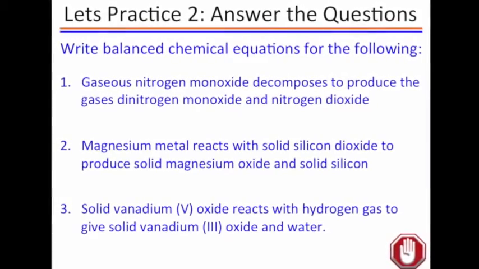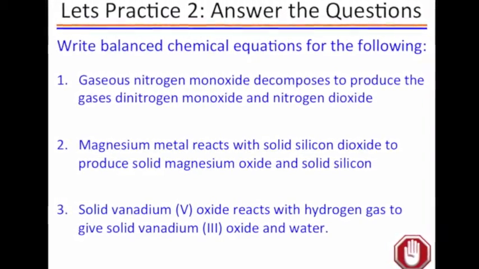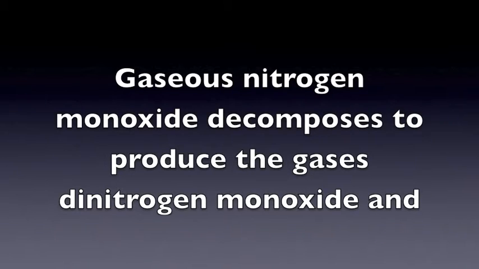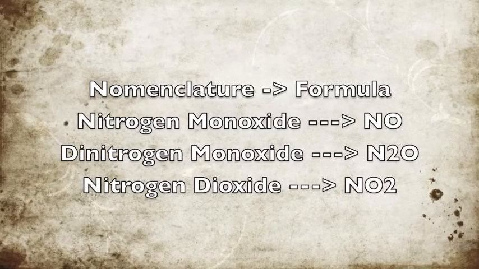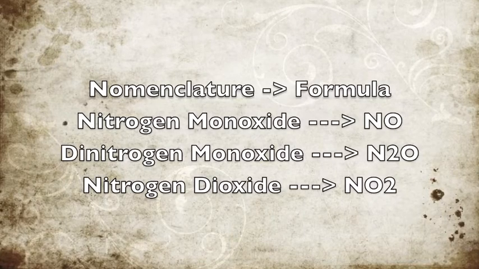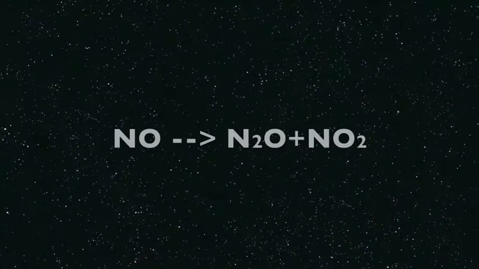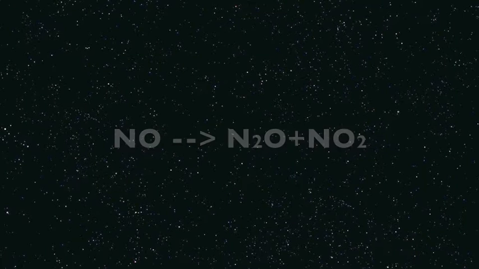We need to write balanced chemical equations for the following 3 problems. Whoa, that's a lot of text. Let's break it down. If you don't remember how to convert word problems to their chemical formulas, you should brush up on your nomenclature. You want to begin by placing the reactants and the products on their respective sides. The word decomposes lets us know that nitrogen monoxide is going to be on the reactant side, while dinitrogen monoxide and nitrogen dioxide will be on the product side.